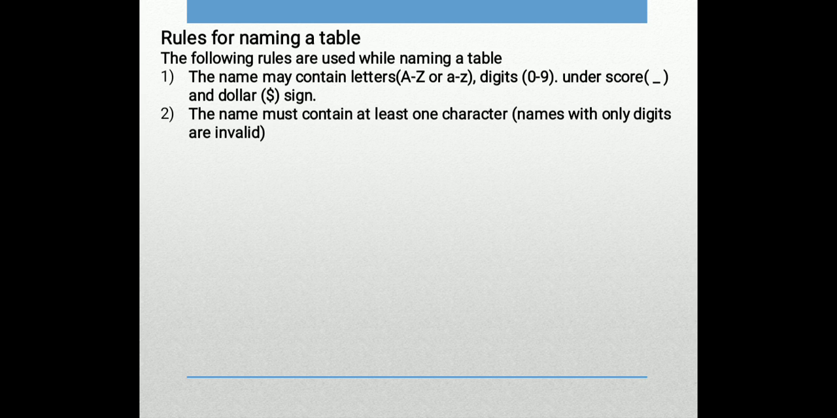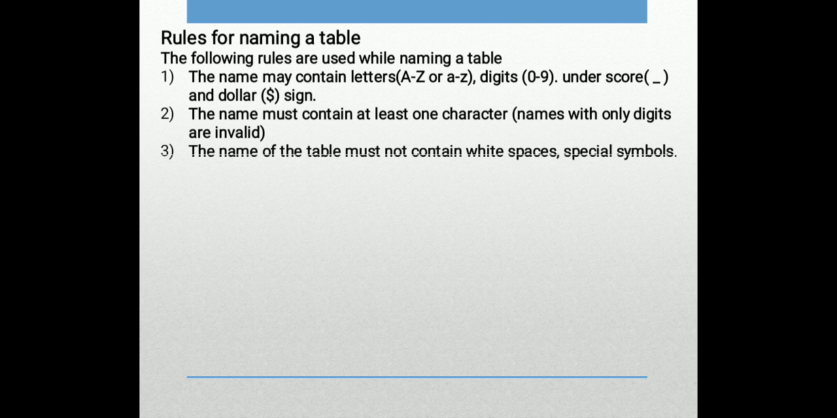And a name must contain at least one character. We can't use only digits or special characters, but at least one letter, capital A to Z or small a to z, must be used. If we use a name with only digits, it is invalid. And the name of a table must not contain white spaces or special symbols. We can use only the underscore and dollar symbols, and must not use a white space or blank space.